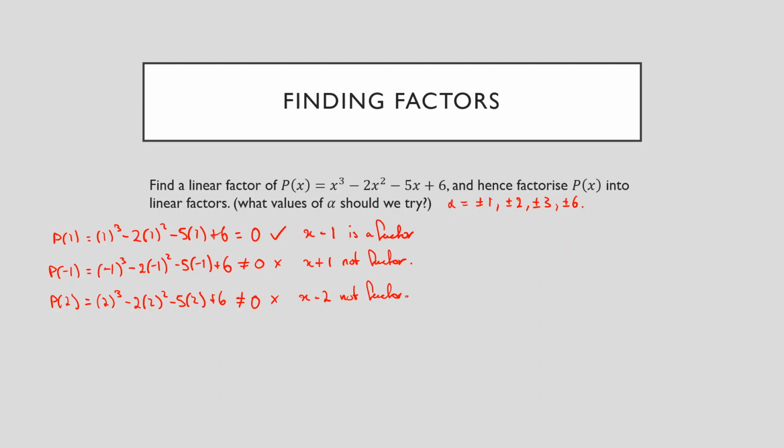What about the next one? Negative 2. P of negative 2 gives us negative 2 cubed minus 2 times negative 2 squared minus 5 times negative 2 plus 6. What does this equal? Well, you can work it out, and it does indeed equal 0. So that means that we found a factor, and the factor is x plus 2.